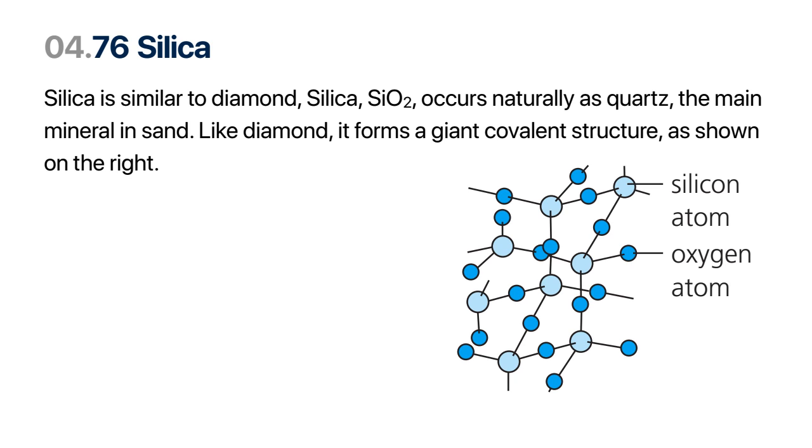Another very similar structure to diamond is silica or sand, also known as silicon dioxide, right? Now, silicon dioxide is written SiO2. And how they're arranged is each silicon atom is bonded to 4 oxygens and each oxygen atom is bonded to 2 silicon atoms.